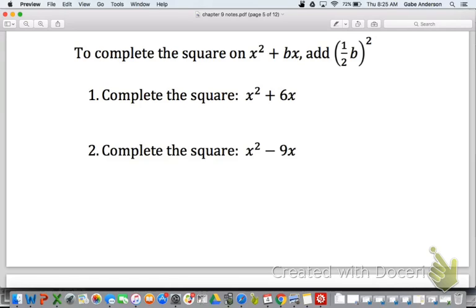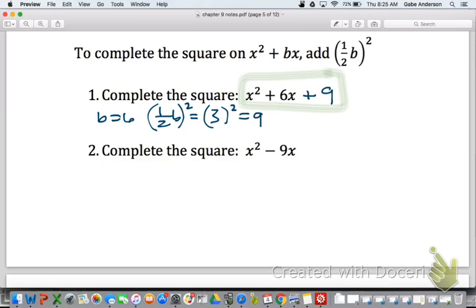So let's see here. In number 1, what is the b? The b is 6. So half of b would be 3. And then when you square that, you get 9. And so in order to complete the square, what I would do is I would just go plus 9.